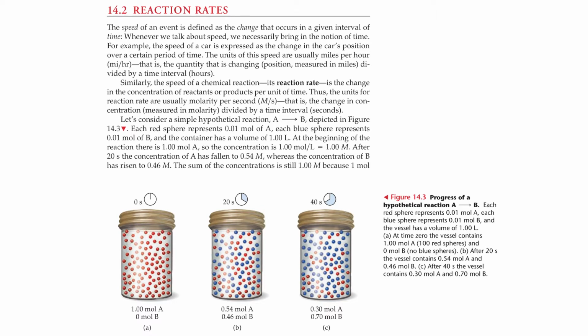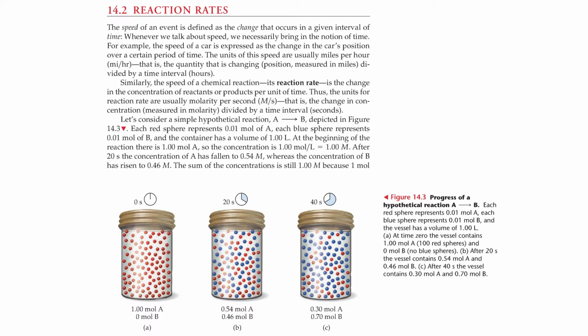Similarly, the speed of a chemical reaction, its reaction rate, is the change in the concentration of the reactants or the products per unit of time. Thus, the units for reaction rates are usually molarity per second. That is, the change in the concentration, measured in molarity, divided by a time interval in seconds.